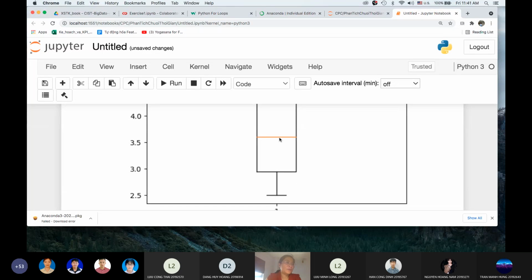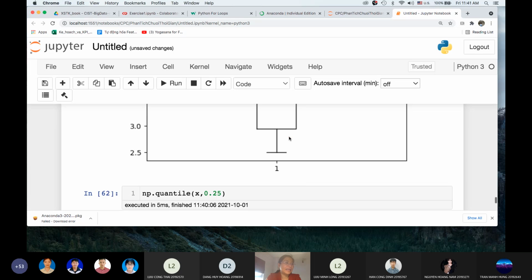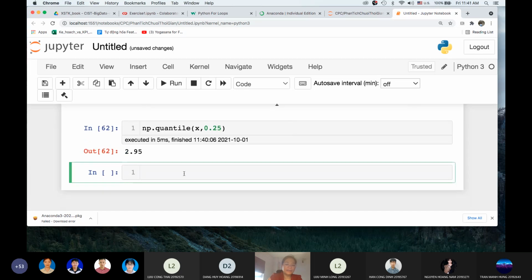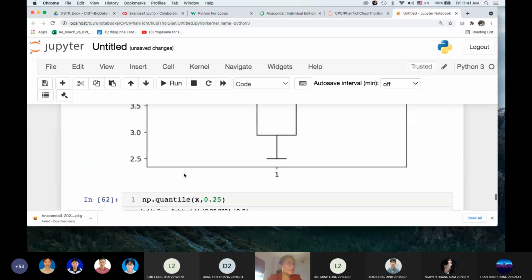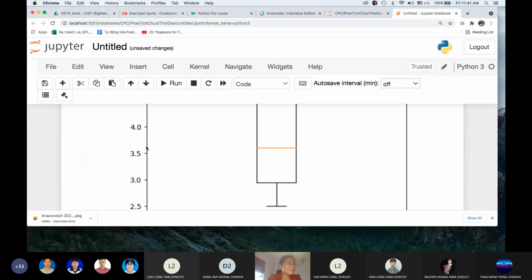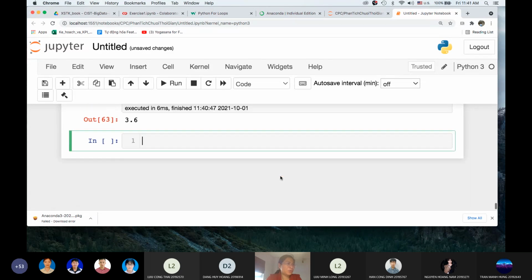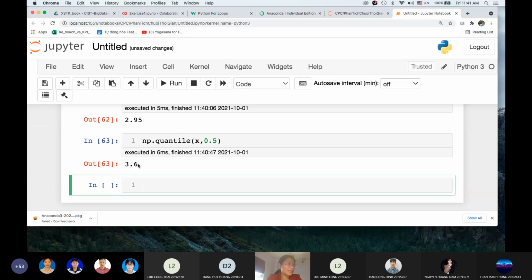And from the minimum to this line is the median. The red line is the median. The median equals the quantile at 50%, which means 0.5, so it's 3.6. You see that here it's 3.6. From the minimum to this value is about 50%. People call this line Q2. Here's Q1, here's Q2.